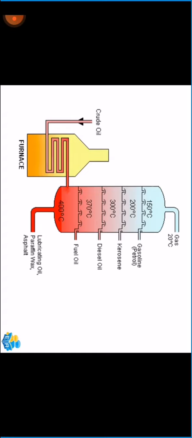Here's a very simple diagram to explain it to you. The crude oil is brought into a furnace where it's heated up and vaporized, and it enters the fractional distillation column. The light vapours rise to the top where they condense and distill off at different temperatures. So let's have a look at the different fractions there are.